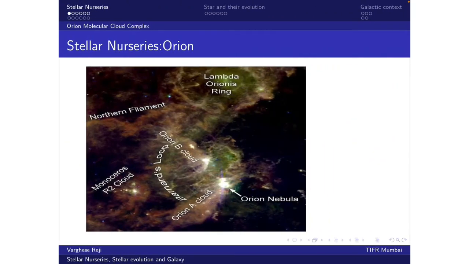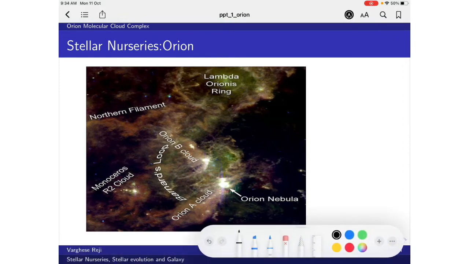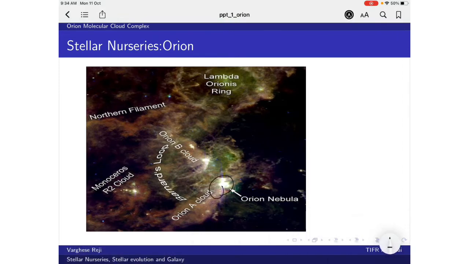So first we are looking at a stellar nursery whose name is Orion. We know this Orion cloud is most familiar for us. We know the Orion Nebula; most of us have seen this Orion Nebula. It is near the belt of the Orion constellation. So this is the portion of the Orion Nebula.